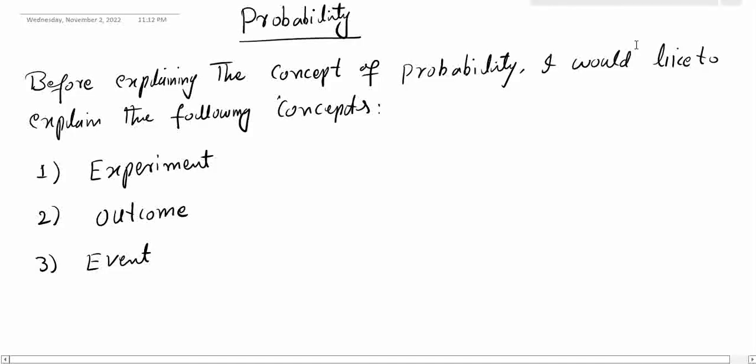Hello guys, in this video tutorial I would like to explain the concept of probability. However, before explaining the concept of probability, I would like to explain the following concepts, as these concepts are mandatory for the concept of probability, because you will see how we can use these terms like experiment, outcome and event. So let's explain these terms one by one with some suitable examples, and then I will come to the probability.